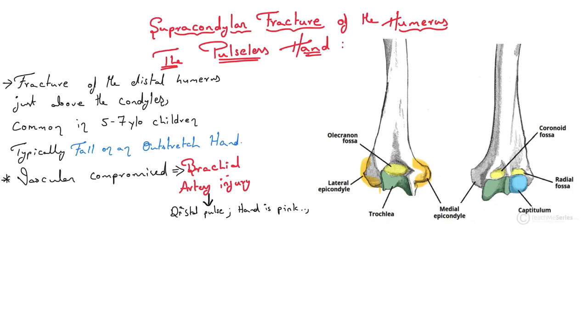This is a fracture of the distal humerus just above the epicondyles. That means the fracture happens in the superior part, above the epicondyles. That's why we call it supracondylar: supra means up, superior to the condyles. So that name came, supracondylar fracture of the humerus. It mostly occurs in children aged 5 to 7 years old.